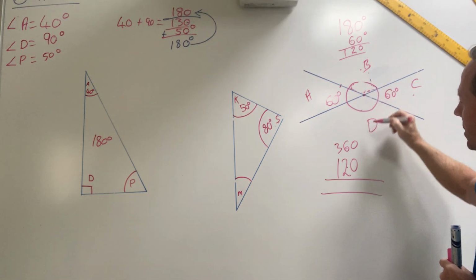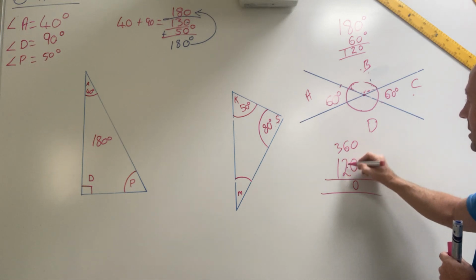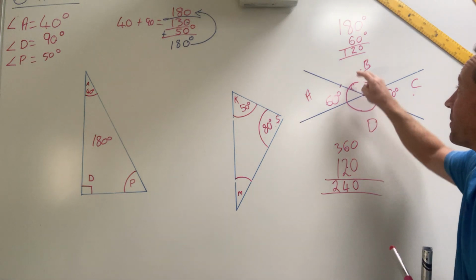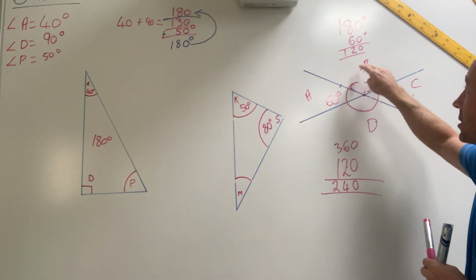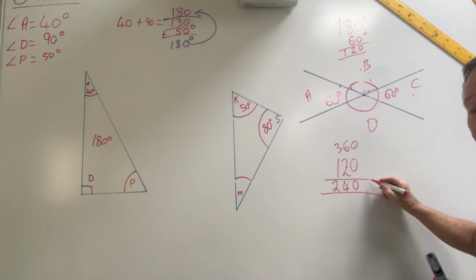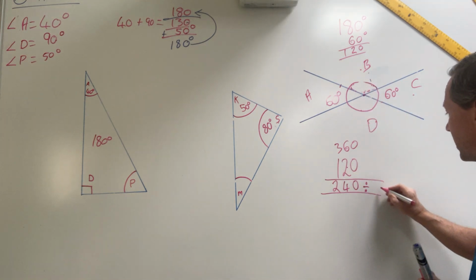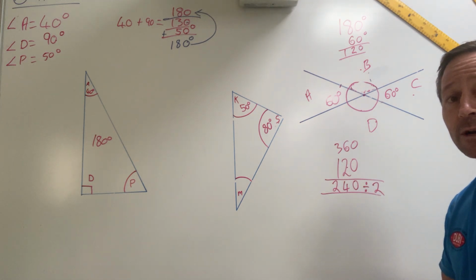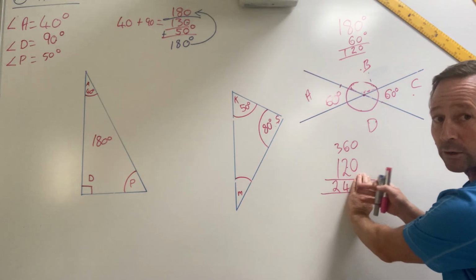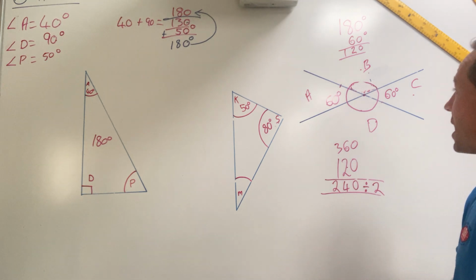To work out B and D, we do 360 minus what we know, 120. 0 minus 0 is 0. 6 minus 2 is 4. 3 minus 1 is 2. Remember, vertically opposite angles are equal. So angle B is equal to D. So there's two angles that we don't know. So we get the 240, and we divide that by how many angles? 2. They're equal. So 240 divided by 2. I might not know that, so if I cover up the 0, 24 divided by 2 I know is 12. So 240 divided by 2 must be 120.